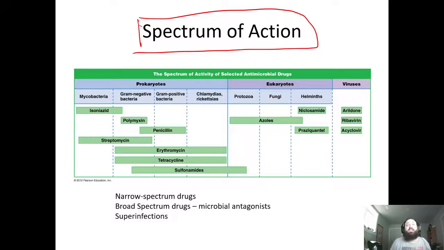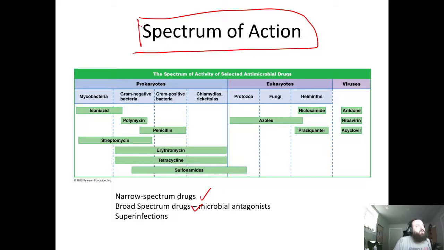So quite literally, the spectrum of action is the range of organisms a particular antimicrobial drug can affect. There are narrow spectrum drugs, which only affect a small number of species or even one type of species. There are broad spectrum drugs that can affect a wide range of species.